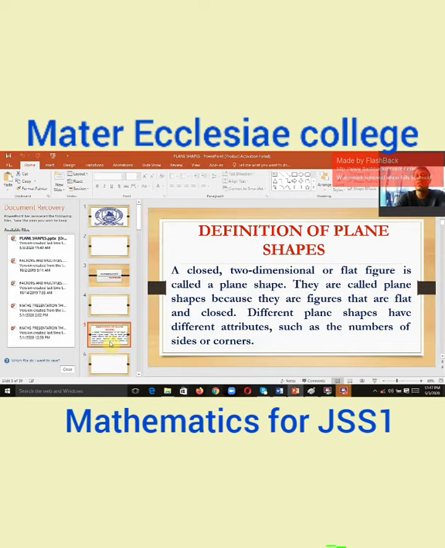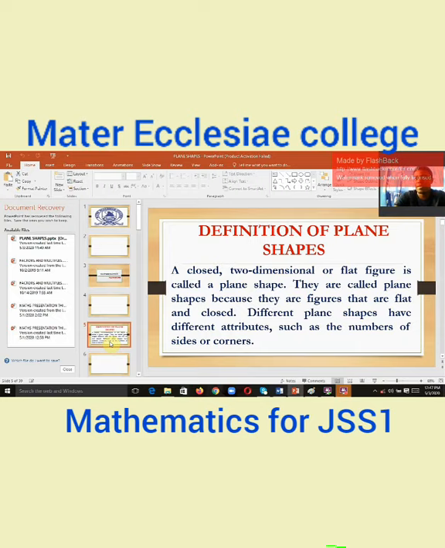So that's why plane shapes are flat and also closed. Now, different plane shapes have different attributes. That is, they come with different properties, different characteristics, such as number of sides or corners. Sides refers to the lines that make up the shape. For example, a triangle has 3 sides. At least you can see 3 lines. A square has 4 sides. At least you can see 4 lines. So those lines that make up the shape are referred to as sides.